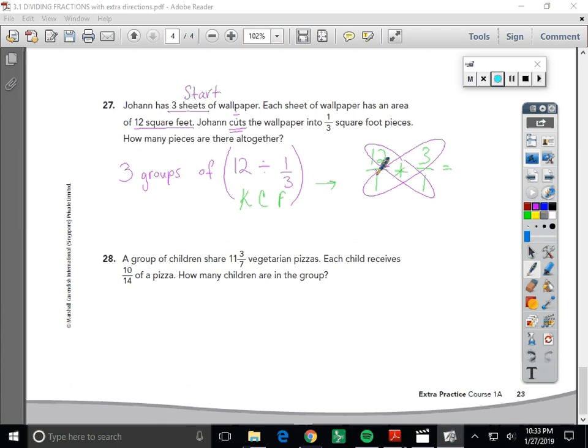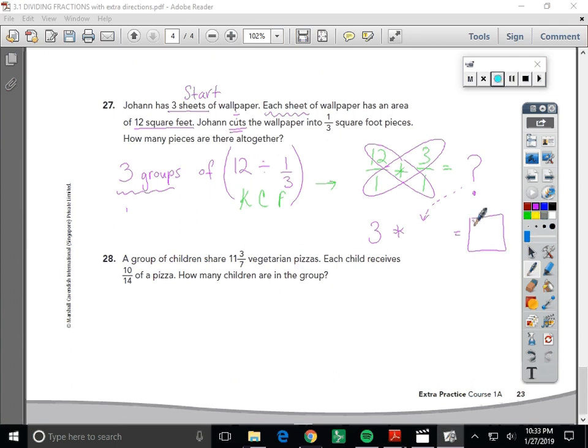But whatever we get for our answer, that would really be from one of those pieces of wallpaper. That would be for each sheet of the wallpaper. So how many sheets of wallpaper does Johan have? Oh, remember he wanted to make 3 groups. So in order for him to make 3 groups, you're going to take this answer times 3. So 3 times whatever we get here will give us a final answer.